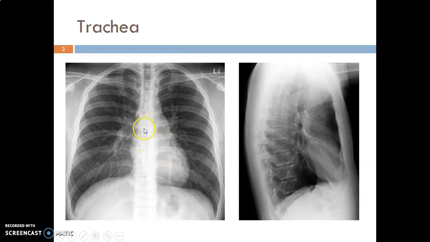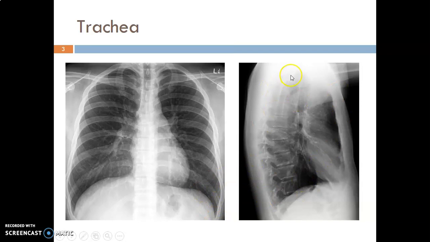Then you can see the thoracic vertebra. You can appreciate the thoracic vertebra and intervertebral spaces. These are the ribs. Okay, this is the trachea. Anything black you see is air. So this is the trachea. These are the lungs. This is the diaphragm. This is the left side, this is the right side. This is your costodiaphragmatic recess here. You can see it's an acute angle.